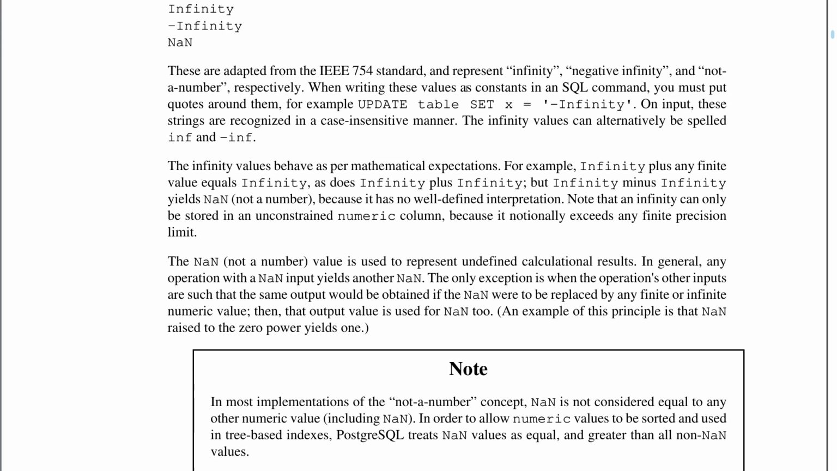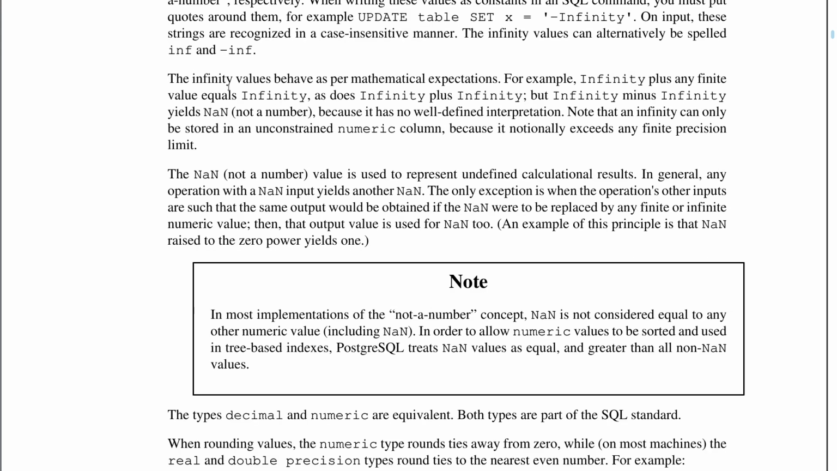When writing these values as constants in an SQL command, you must put quotes around them. For example, update table set x is equal to minus infinity. On input, these strings are recognized in a case-sensitive manner. The infinity values can alternatively be spelled inf and minus inf. The infinity values behave as per mathematical expectation.